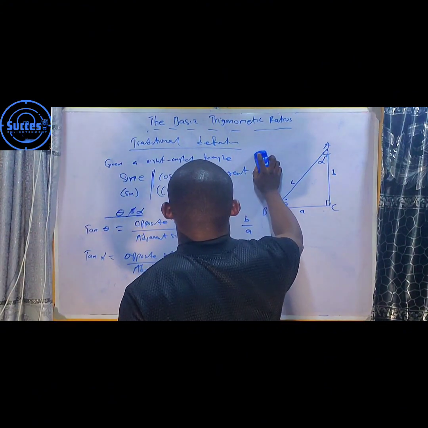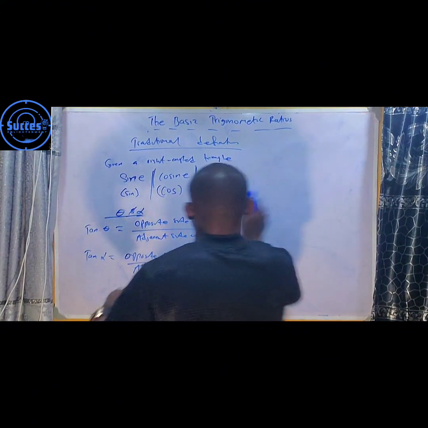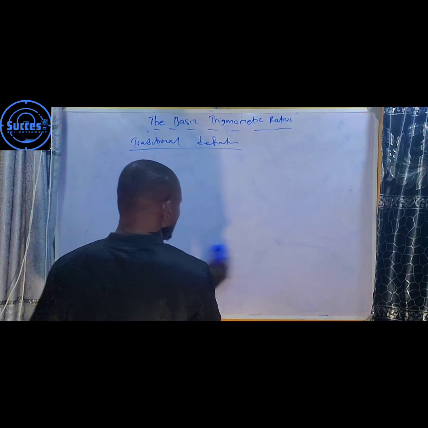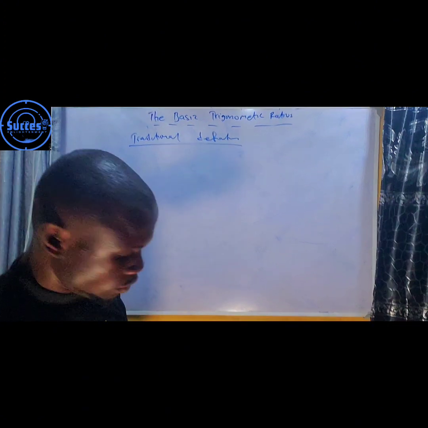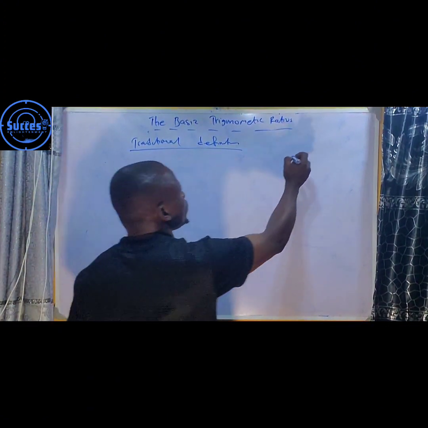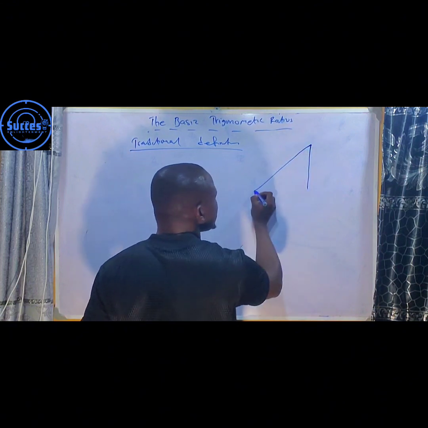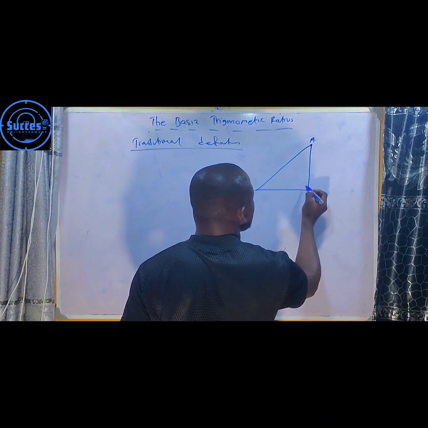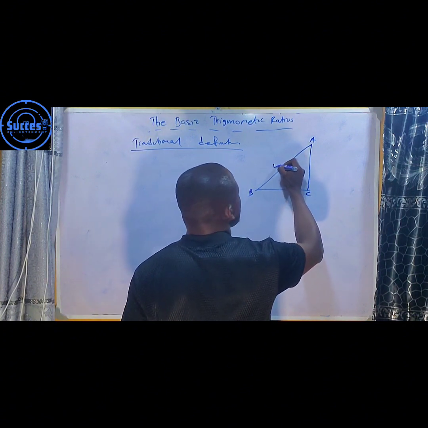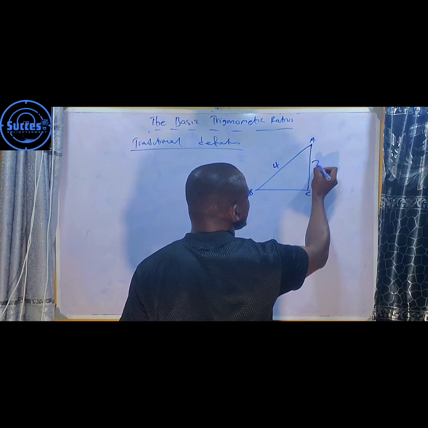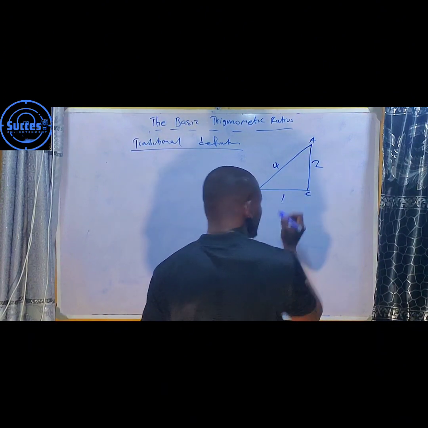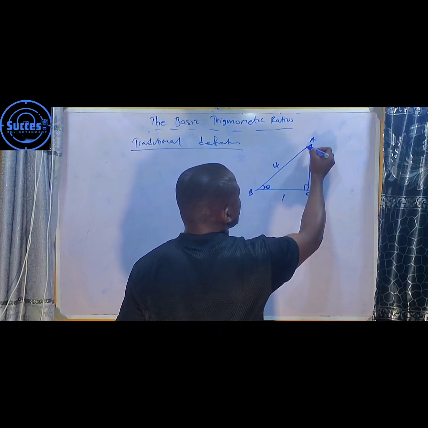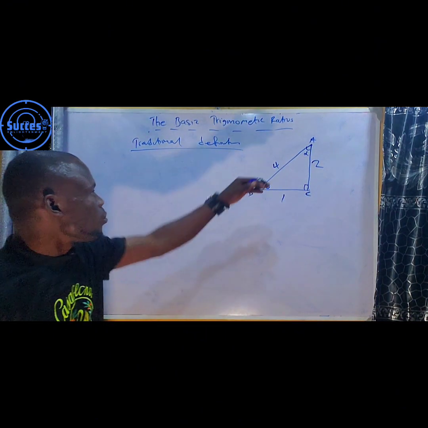All right. Let me rub this. Suppose we are given a right angle triangle like this. We are given a, b, c, and we are given this to be 4, this to be 2, this to be 1. This is definitely 90 degrees, this is theta, and this is our alpha.